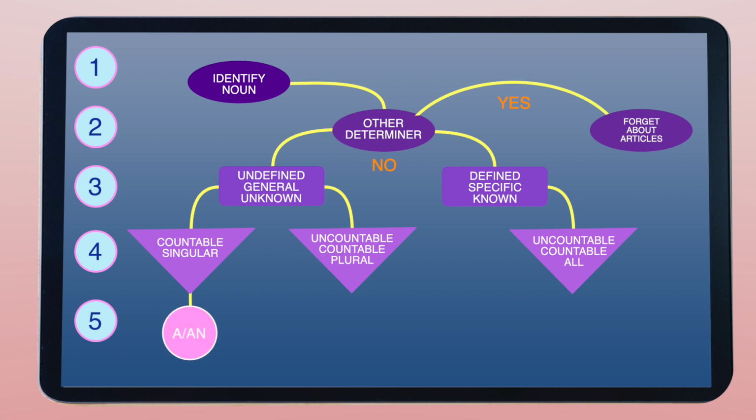Indefinite articles a and an are used for countable singular undefined nouns. Zero articles are used for undefined countable plural and uncountable nouns, and the definite article the is used for all nouns, singular or plural countable and uncountable, when they are defined or specific. So that's all there is to our basic rule on how to choose articles for any general or particular noun.